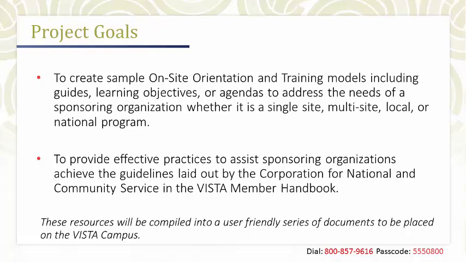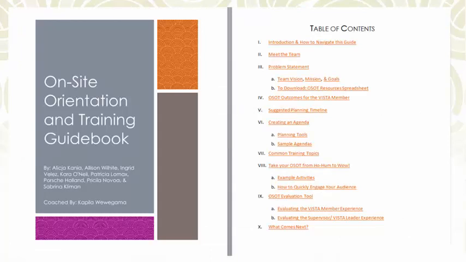So we use those goals to drive the process of creating what became our final product. Our final product is a 25-page document that will be available to download from the VISTA campus. Our goal is to create a guidebook that is easily accessible but not overwhelming, and still providing quite a bit of information about OSOT planning.